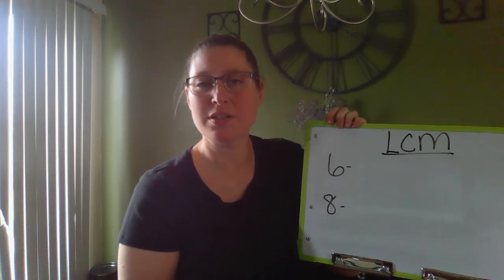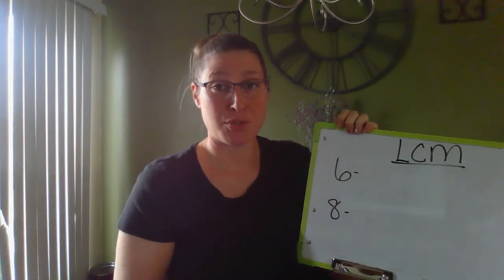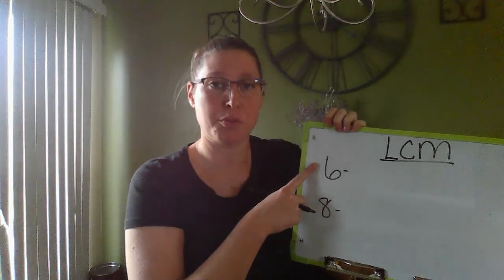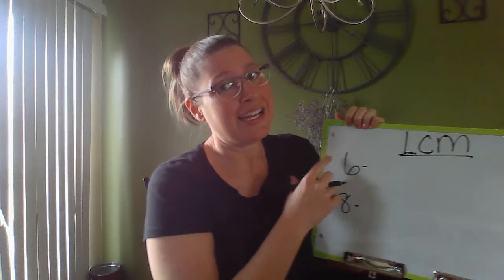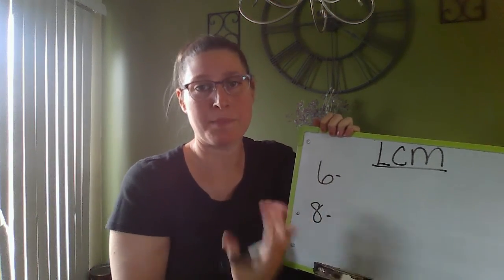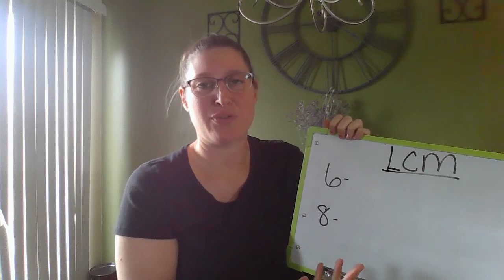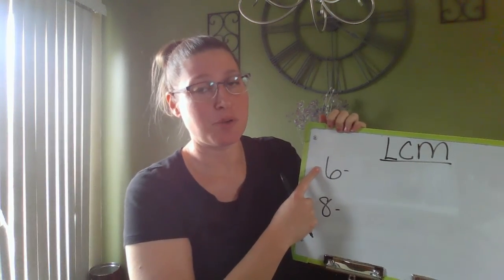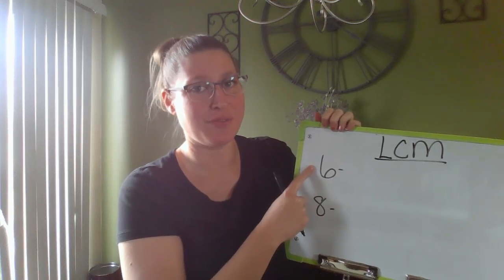The first way that we're going to talk about is skip counting. Skip counting just means that I'm going to multiply this number repeatedly. I recommend to go out 5 times for each number, compare, and then you can proceed further if you need to with one or the other. I'm going to start with my 6, and I'm going to multiply 6 out 5 times.